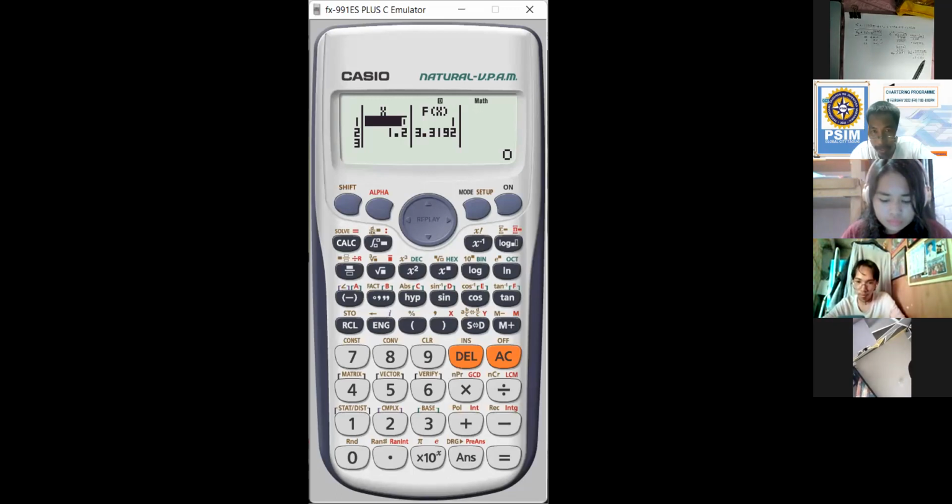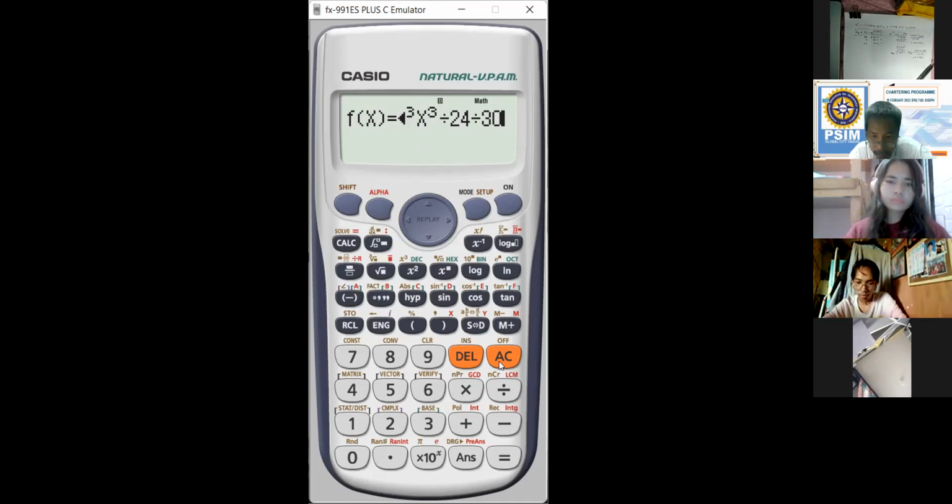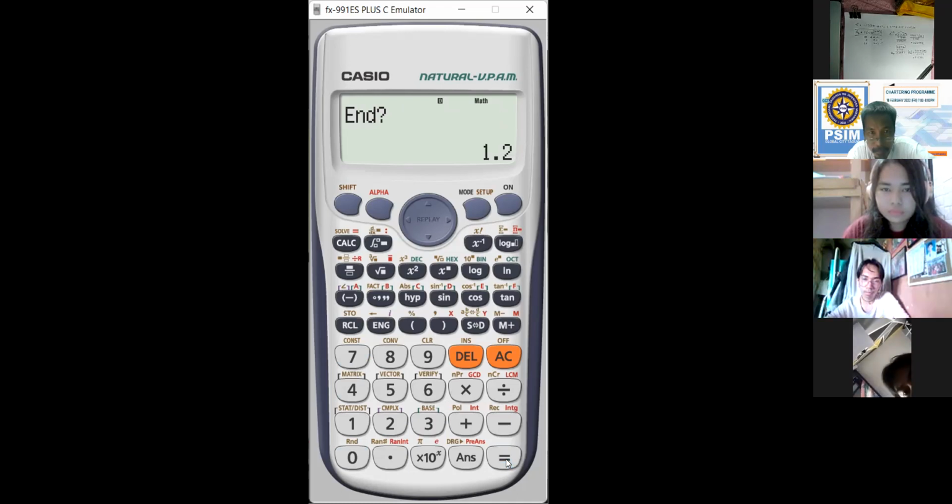If we still want to be more precise, let us do 8 terms. Press AC, and then add another term: plus x to the 7 power, divided by 24, divided by 30, divided by 7. Equals.